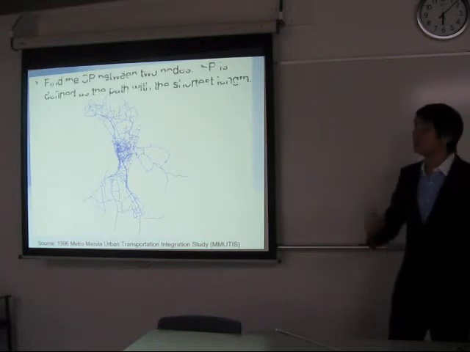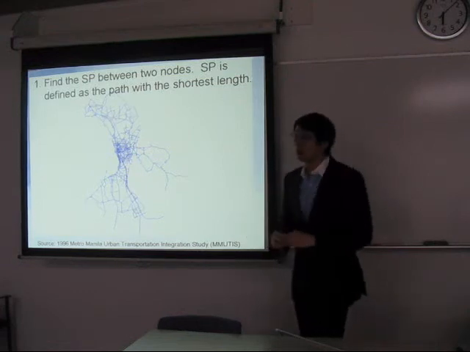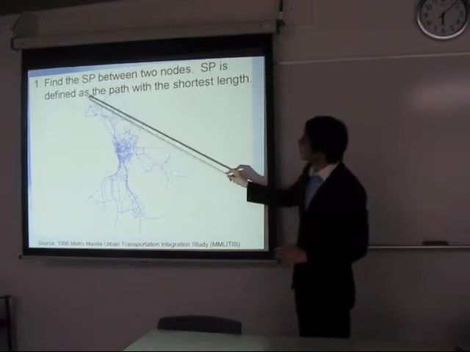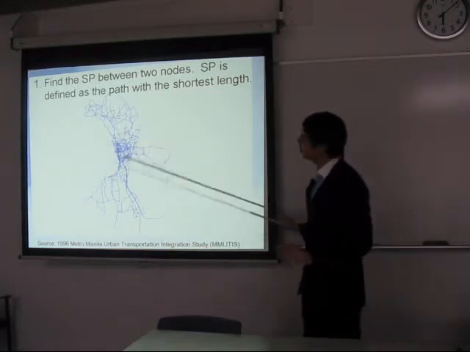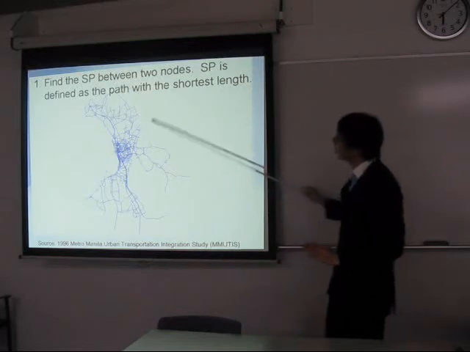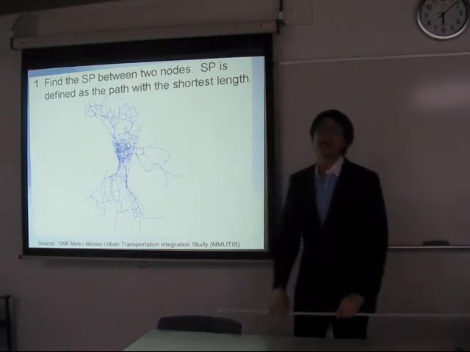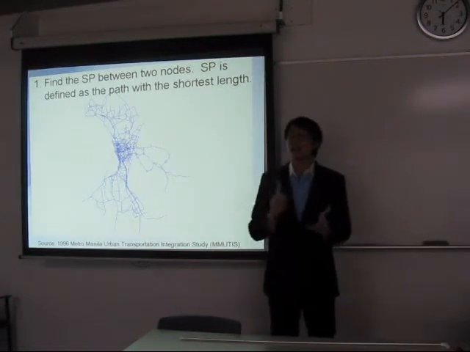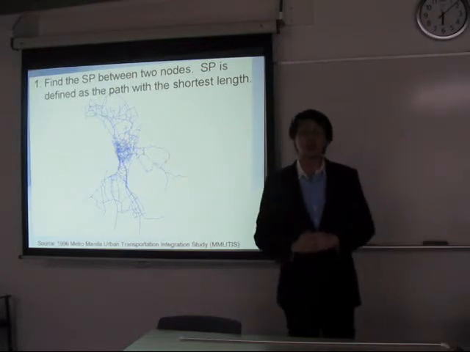For SPCP, step one is to find the shortest path between two nodes. So for example, in this map of Metro Manila, from this node to this particular node, there are many possible paths. You can go from this place, go around this way, and so on, but there's only one shortest path. So for SPCP, step one is to compute the shortest path between two nodes.